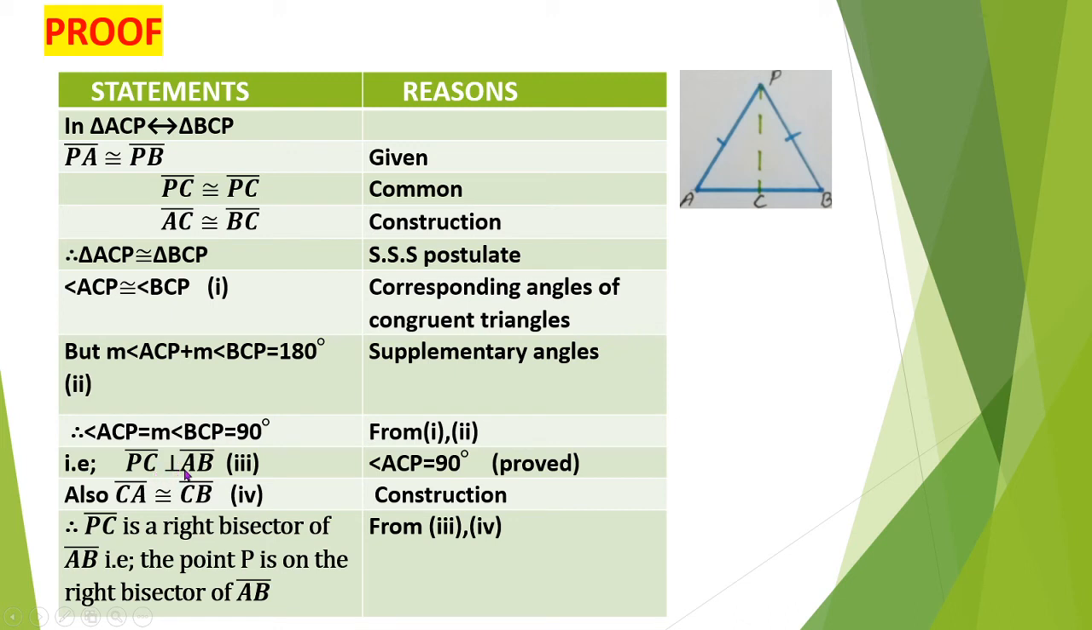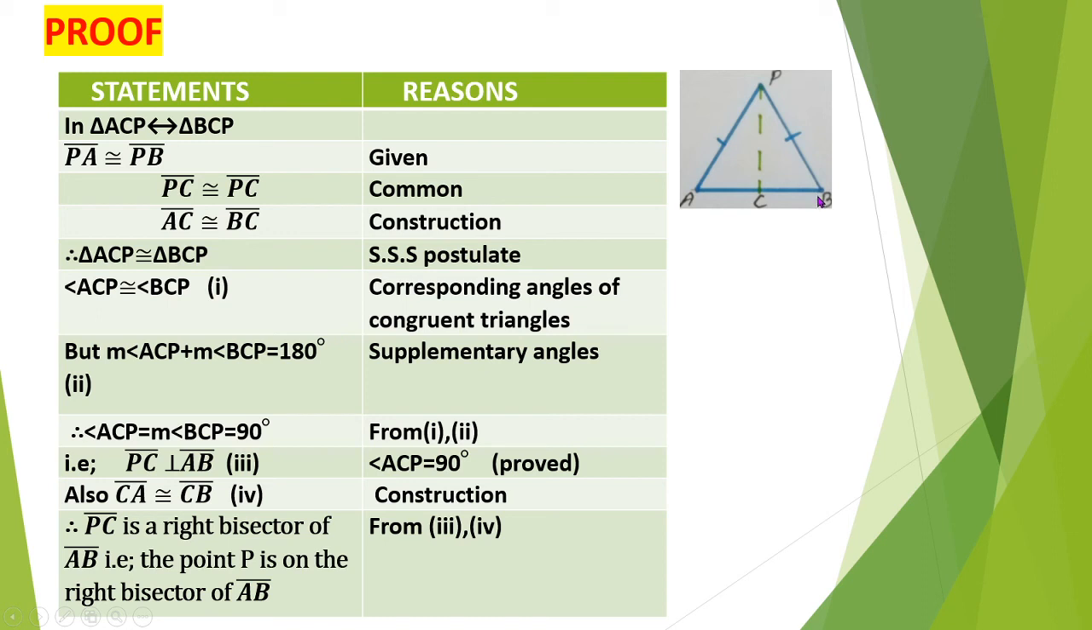This is the sign of perpendicular, because angle ACP is 90 degrees. If it is 90 degrees, then it means that PC, this line, is perpendicular on AB, meaning it is making a 90-degree angle over here. Also, side CA is congruent to side CB, and we have done this during construction, when we joined this point P with the midpoint of AB. So these two sides are also congruent.